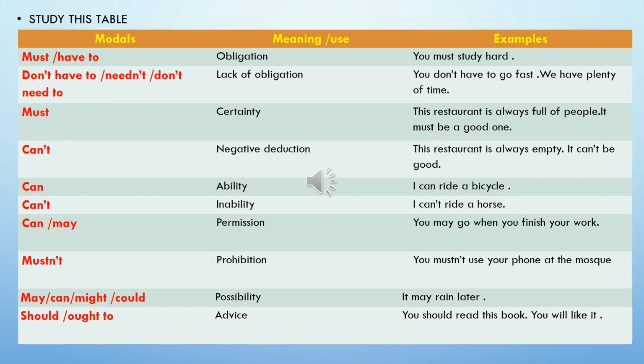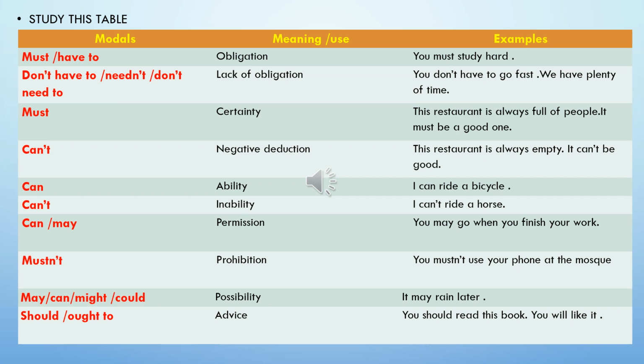Concerning should, the last one. Look at the last one in this table. Should. I think you know this word. Another synonym is ought to, and it's pronounced oughta. So this one we use for advice. You should read this book. You will like it. Okay, is it necessary to read this book? No. You can choose. You can read it or not.